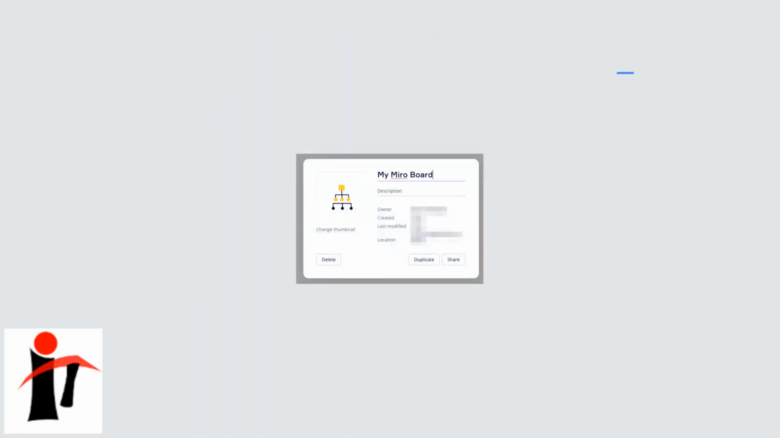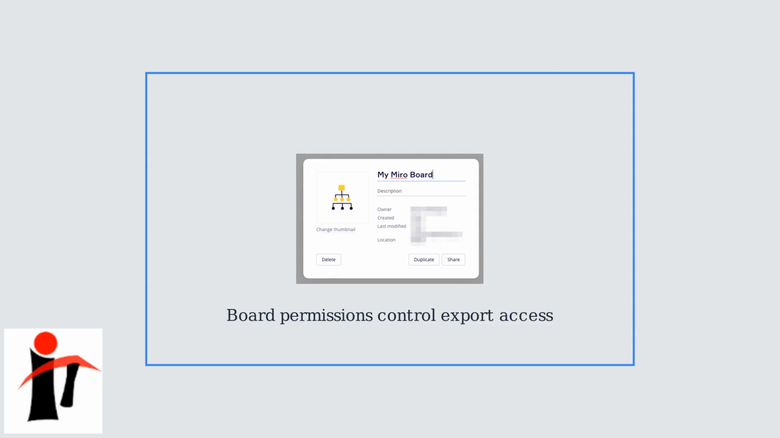When exporting Miro boards, security and permissions are crucial. Exports respect board permissions, meaning viewers can export only if allowed by the board owner or editors, while editors have full control over what can be exported.